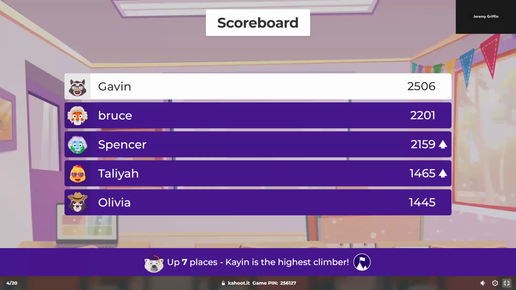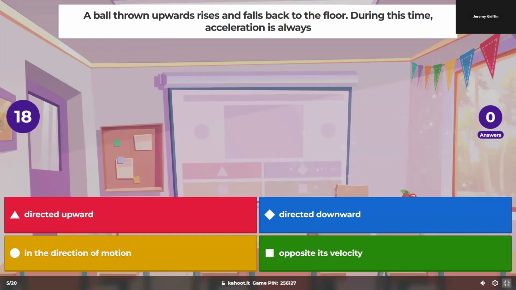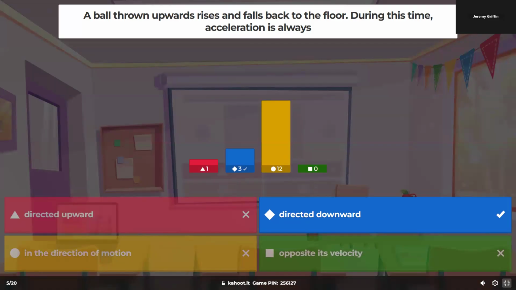All right, so what we did here. We got Olivia, Talia, Spencer, Bruce, Gavin. Ball thrown upward, rises and falls back to the floor. During this time, acceleration is always. Wait, is gravity field kind of an acceleration? Which way does gravity always pull? Down. Gravity's down. Yes. Okay.